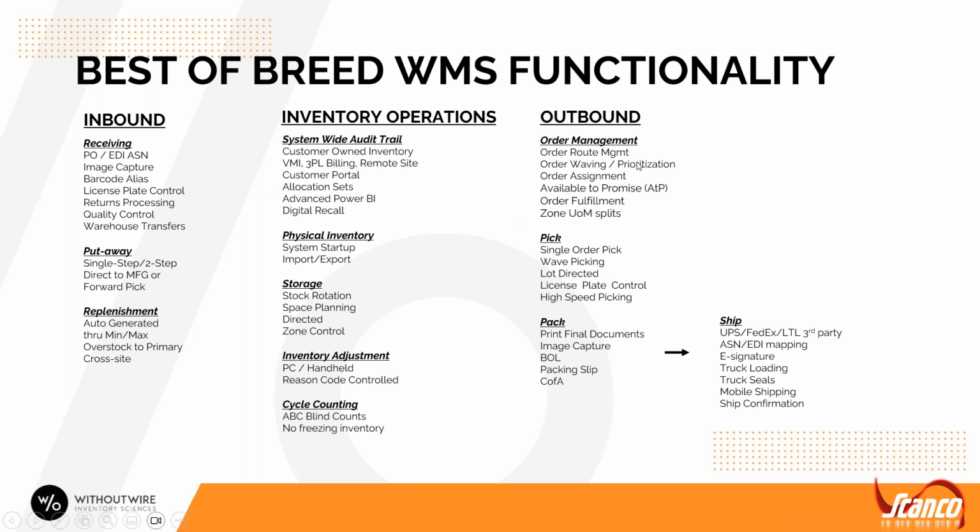For the outbound, we have the ability to prioritize orders, assign them out to a picker group or an individual, single order pick, wave pick, lot directed, again, FIFO and FEFO and the most efficient pick path through the warehouse. And then to pack out and print final documents, perhaps a bill of lading, a packing slip, or a C of A, and then ship it out the door.